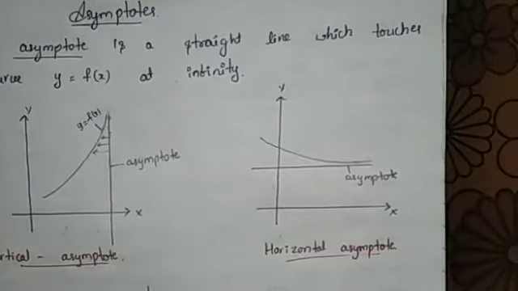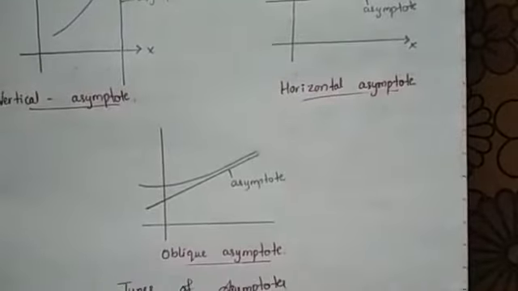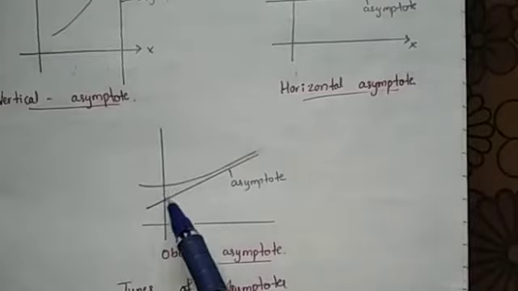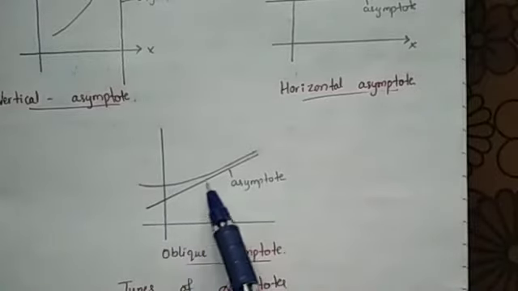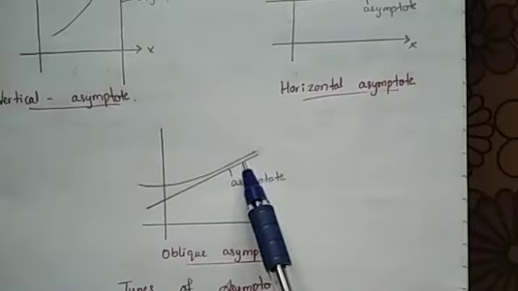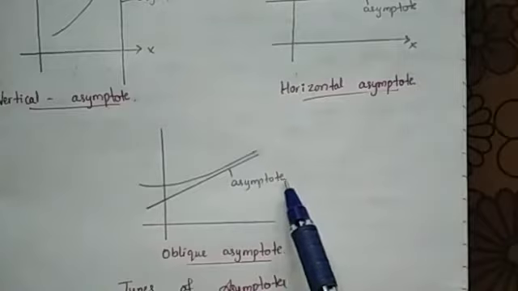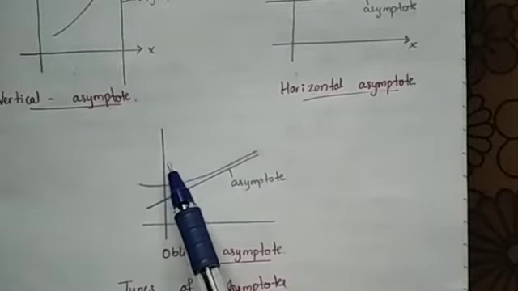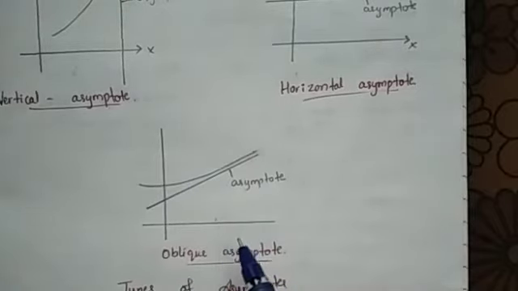Some asymptotes are not parallel to the x-axis and y-axis, and those asymptotes are called oblique asymptotes. Oblique asymptotes are the asymptotes which are not parallel to the x-axis and y-axis. Okay. Look here, this is a curve and it is a straight line. This straight line touches the curve at infinity. So this straight line is called an asymptote. This asymptote is not parallel to either the y-axis or the x-axis. Then this asymptote is called an oblique asymptote.